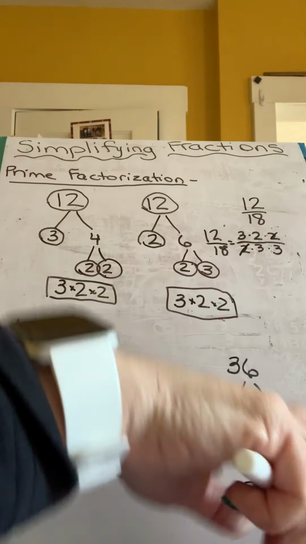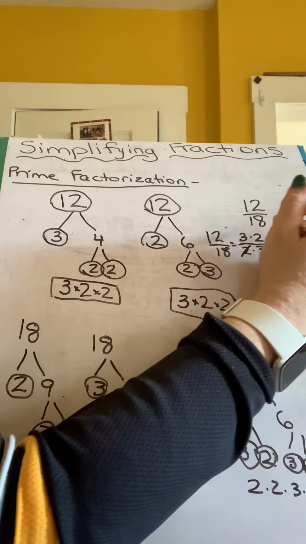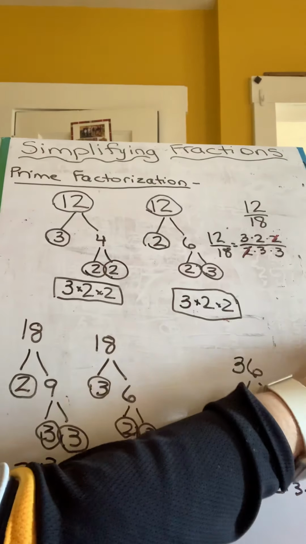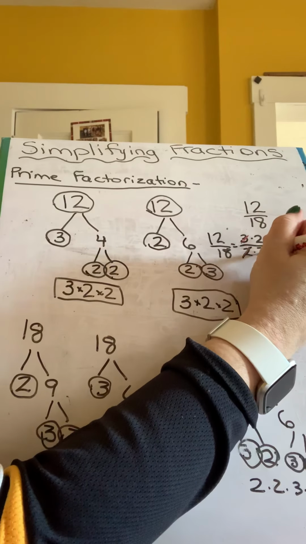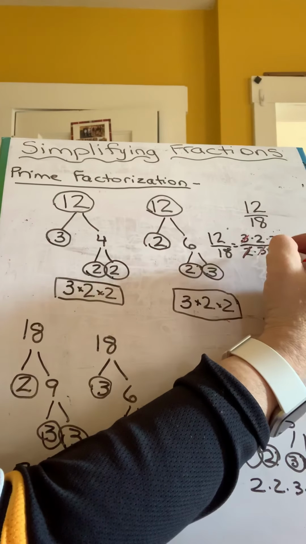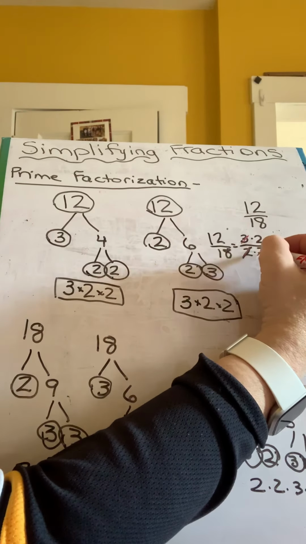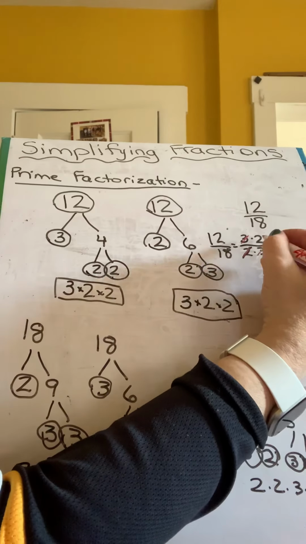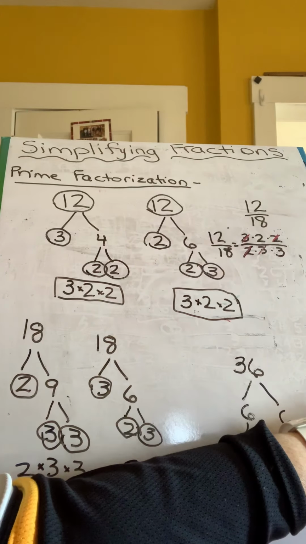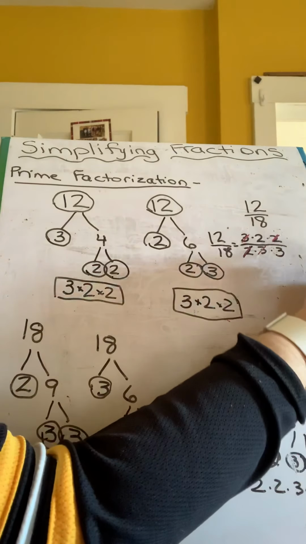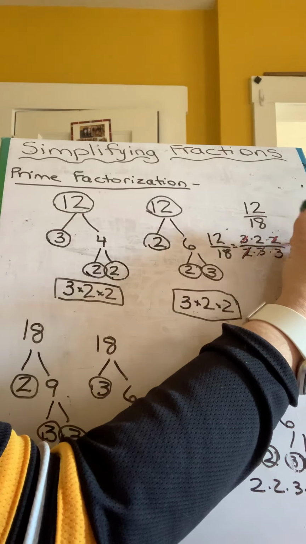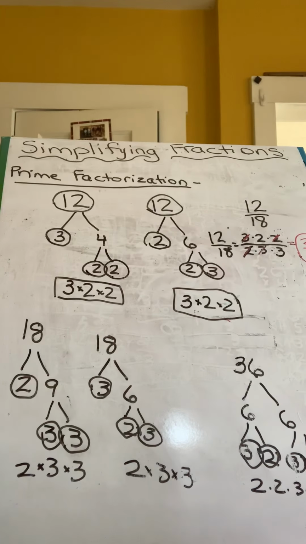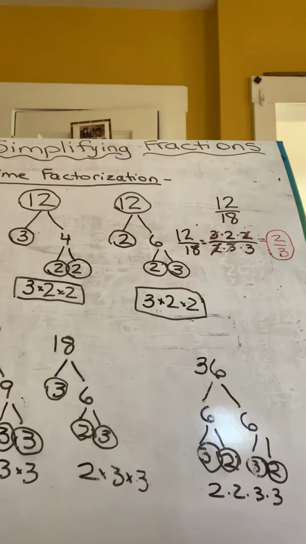So you can see it clearly. We have 1 3 here, 1 3 here. Then we have a 2 left over here and a 3 left over here. They can't cancel off because they're the only ones left there. 2/3 is 12/18 simplified.